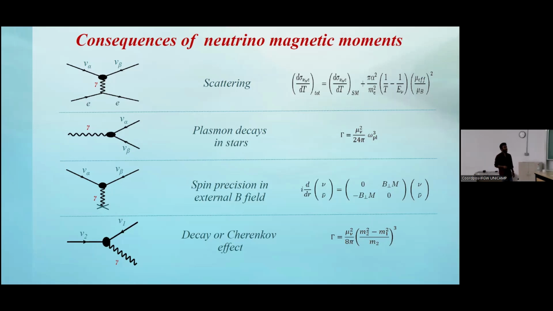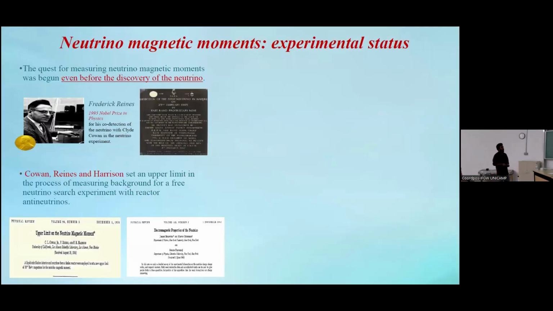But okay, over time we have come to know what the reason was, but this decay or Cherenkov effect is also quite important. So here I just summarize all the possible ways you can look for the neutrino photon coupling.